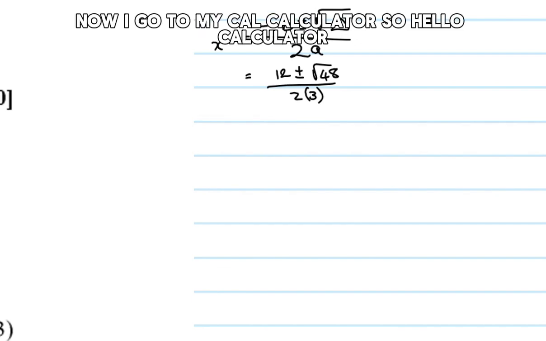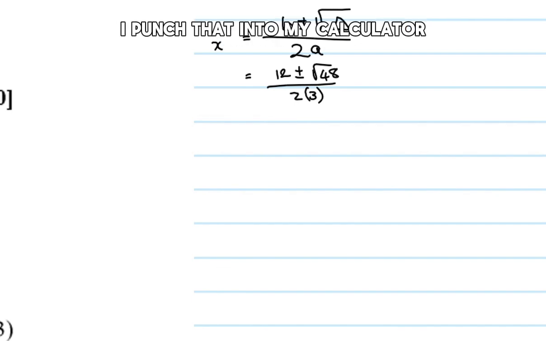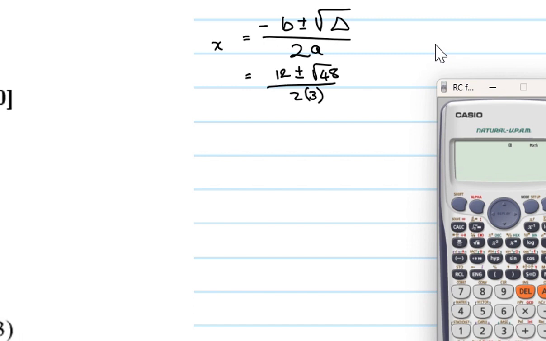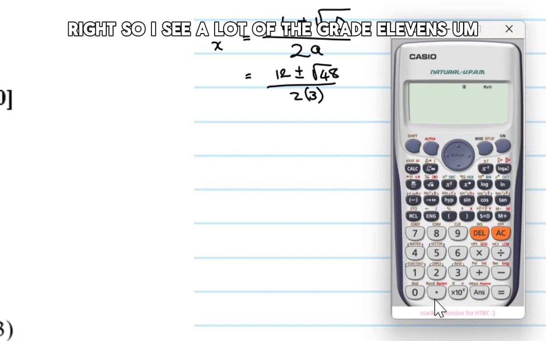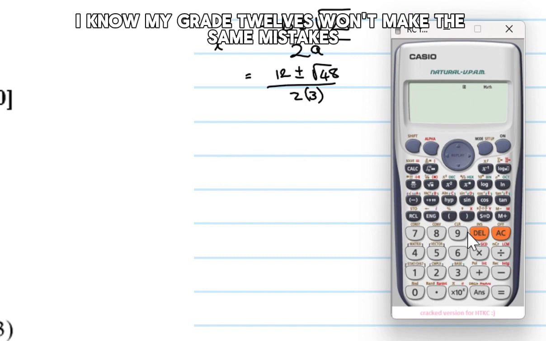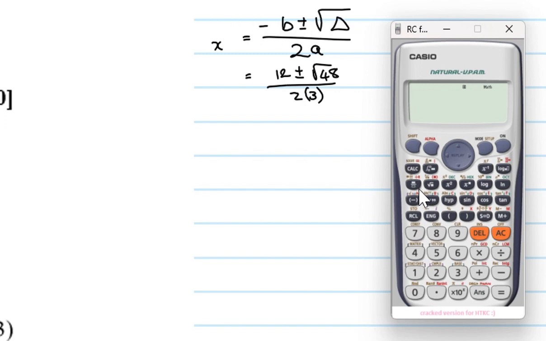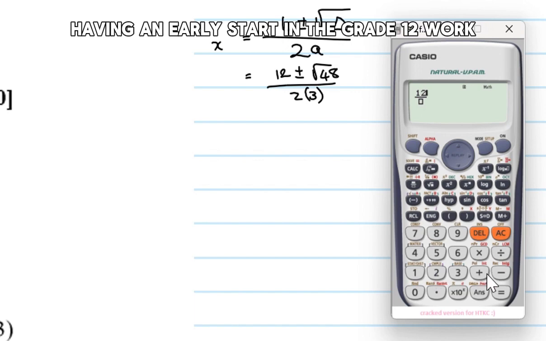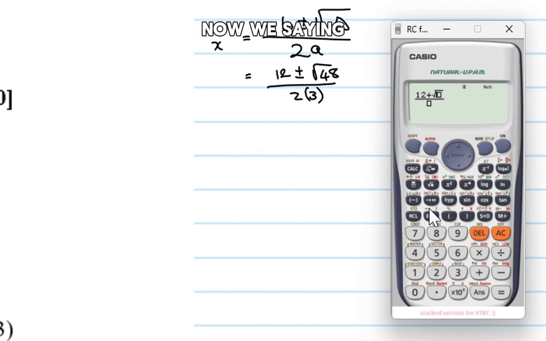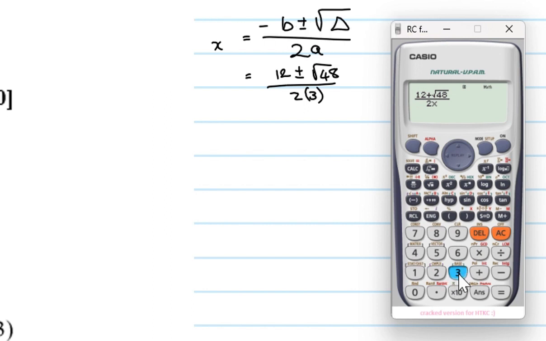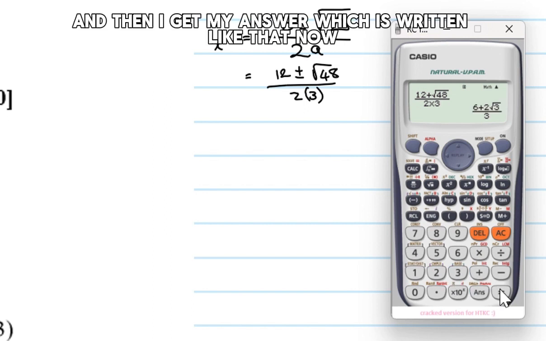Now I go to my calculator. So hello calculator, I punch that into my calculator. Right, so I see a lot of the grade 11s, they're typing this. It's fairly new to them. I know my grade 12s won't make the same mistakes, but just for them. If you're watching this, welcome to the video, having an early start in the grade 12 work. I type it as is there, 2 times 3, and then I get my answer.